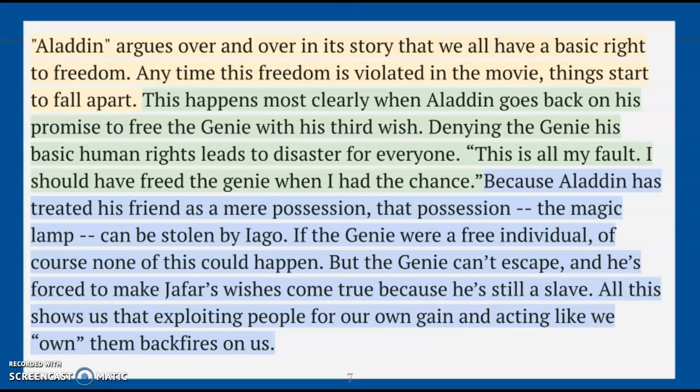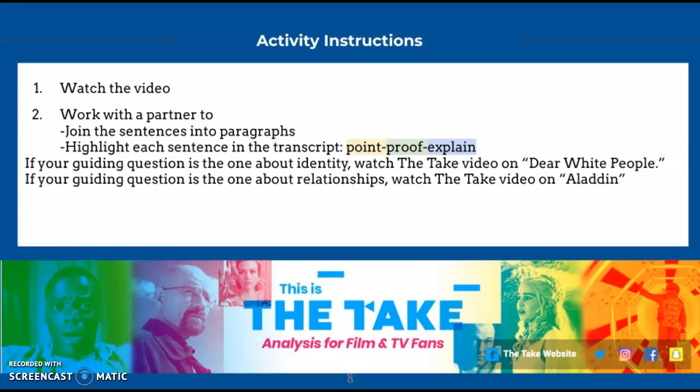Okay. So when you look at the exercise, what you're going to see is that you're going to watch one of the videos based on what your guiding question is. And then the analysis transcript that is attached to this lesson is the transcript from YouTube, but split up sentence by sentence. Your task is to join the sentences into paragraphs as best you can, and highlight each sentence in the transcript for what its purpose is.